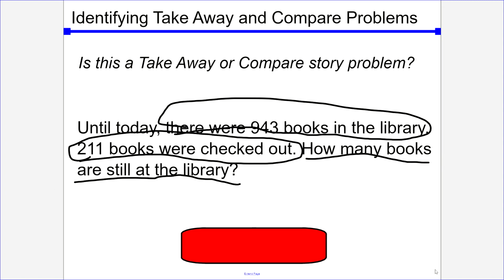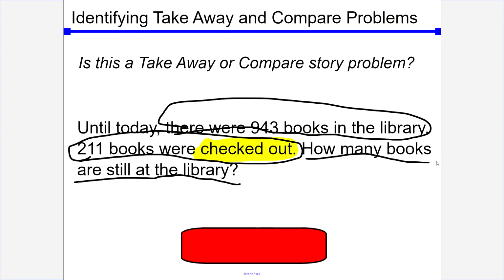What key words help us solve this problem? Do you see any takeaway actions? Do you see any difference words? Oh yes, I see that 211 books were checked out. I know that when someone checks books out from the library, they're taking books out of the library. There are fewer books in the library after that. Checking out is a takeaway action.